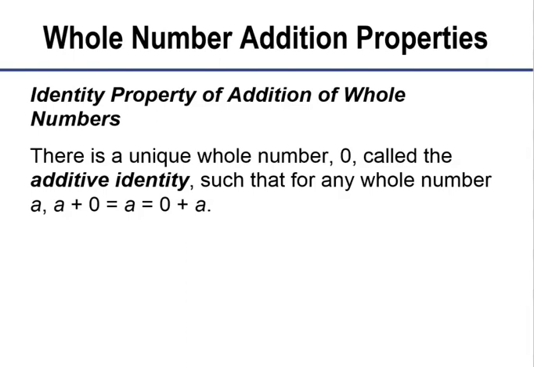Then we have the identity property of addition of whole numbers. What does that mean? Well, an identity or an additive identity is a number that we could add to a whole number just to equal itself. But you have to be able to commute these. So notice you have to read this in both directions. A plus 0 does equal A, but you have to be able to reverse it. 0 plus A always equals A also. And 0 is what we call the additive identity.